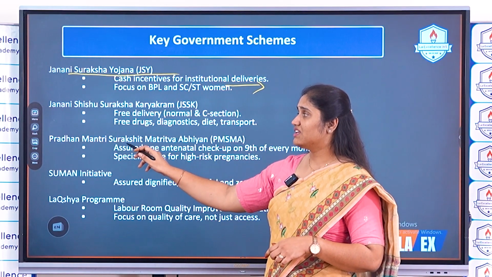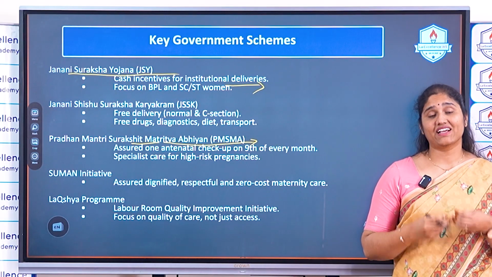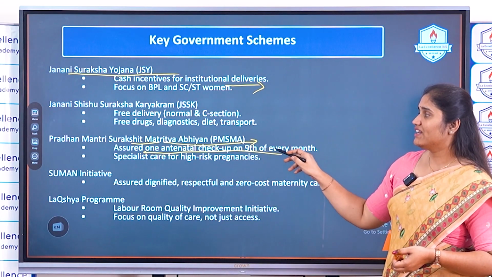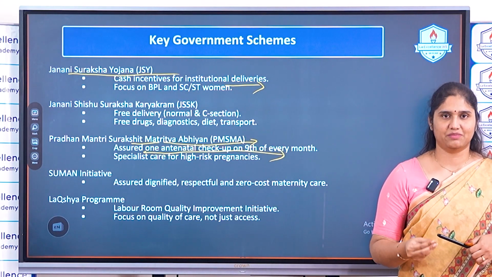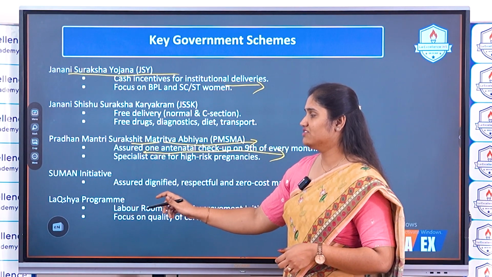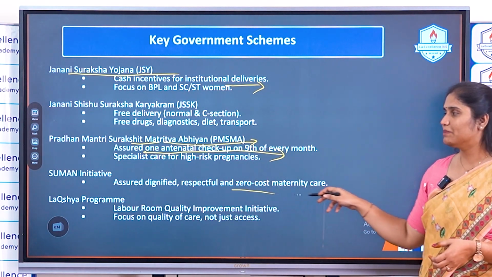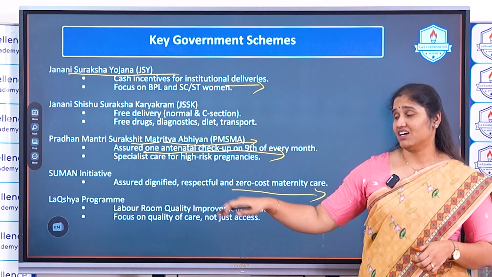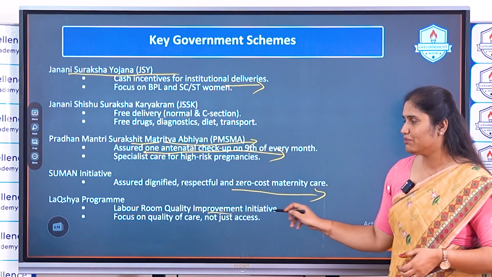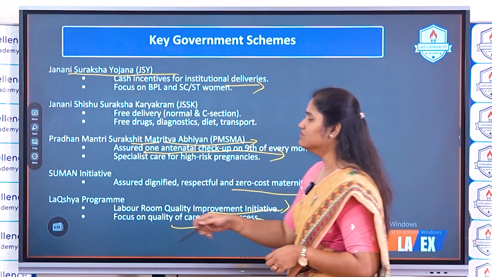Then we have the Pradhan Mantri Surakshit Matritva Abhiyan, where we try to ensure that regular checkups are done during pregnancy. For example, an antenatal checkup on the 9th of every month, where specialized care is provided and early pregnancy education is given to women. Then we have the Suman initiative, where we are trying to provide dignified, respectful, and zero-cost maternity care. Then we have the Lakshya program, where we are trying to increase the infrastructure, improve labor room quality, and focus on care and not just access. These are some of the schemes that are present.